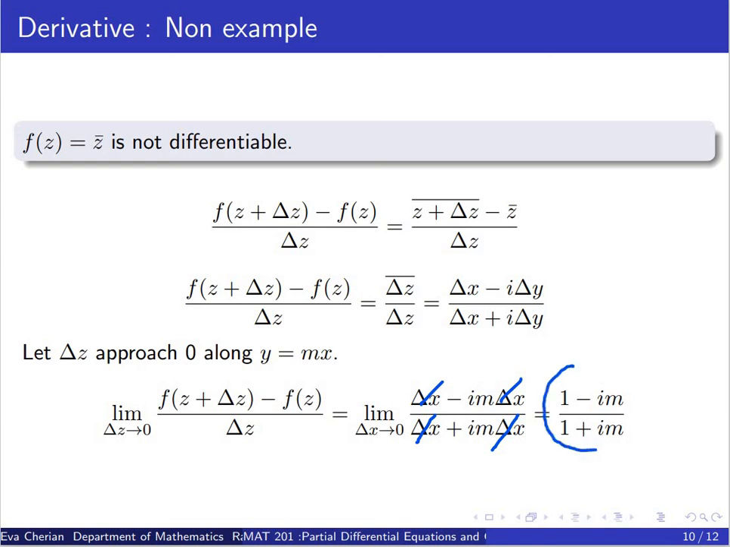Again, when we approach the limit along the line y equal to mx, the value of the limit depends on the slope m. So in this case also, the limit is dependent on the path taken. Therefore, the limit does not exist. So we can say that the derivative does not exist. f of z equal to z conjugate is not differentiable.